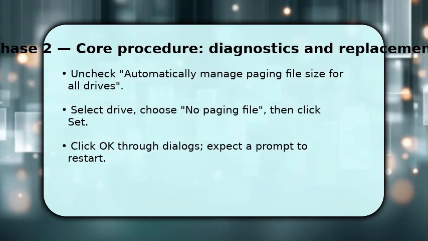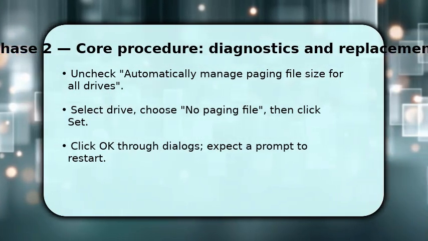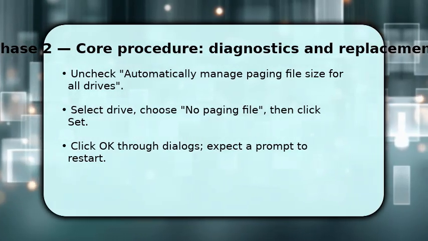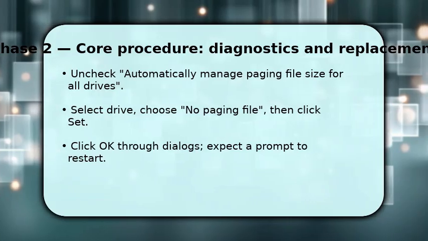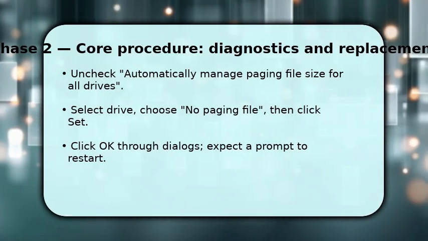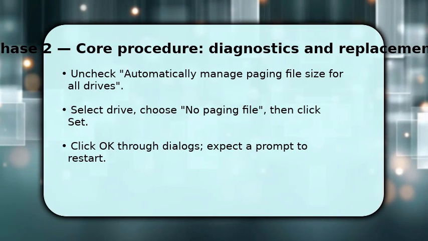Once in virtual memory, uncheck Automatically Manage Paging File Size for all drives so the options become editable. Select the system drive, choose No Paging File from the list, and press Set. That tells Windows not to allocate any swap on that volume. Make sure to apply or OK each dialog in sequence.